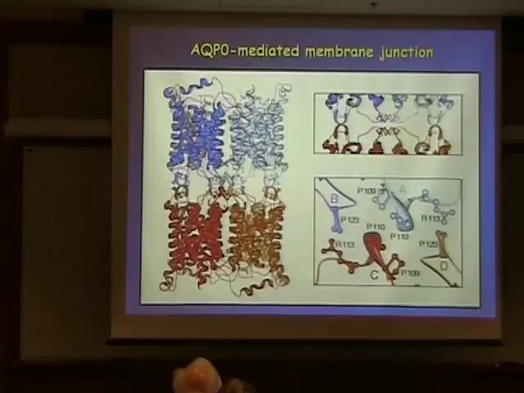But then what occurred to us is, if you take a water pore and you put it into one membrane, and then you take a second water pore and put it in the second membrane, and you put them together, you actually form a cell-to-cell water pathway. Very similar to the idea of connexins and gap junctions, where you take one hemichannel in one membrane, you dock it to the second hemichannel in the second membrane, and you get a cell-to-cell communicating channel. So it's the same thing happening in junctional AQP0.